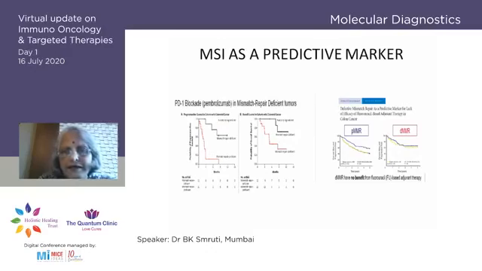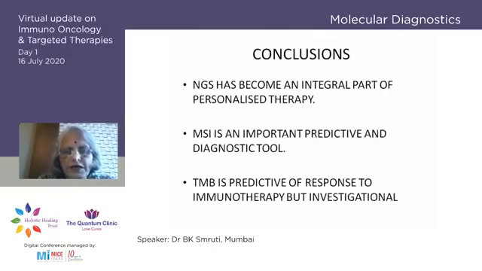And the last slide. So the conclusions are that NGS has become an integral part of personalized therapy. MSI is an important predictive and diagnostic tool, and TMB is predictive of response to immunotherapy, but it is still investigational. I'm sorry for running over time, but I'm not able to see the timing on my screen, and that is the reason. Yeah, next slide. That's it. Thank you.